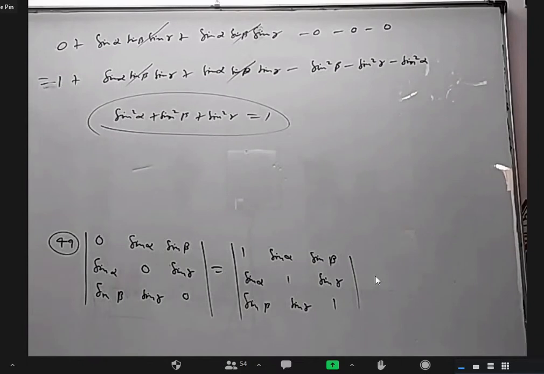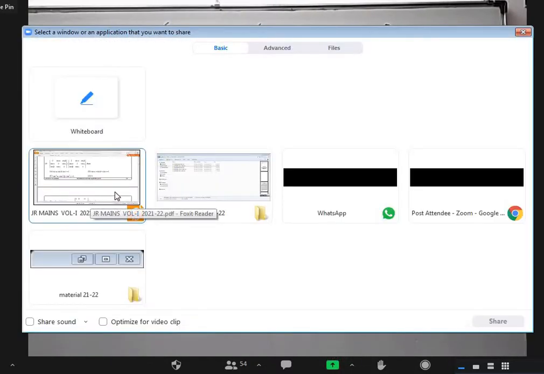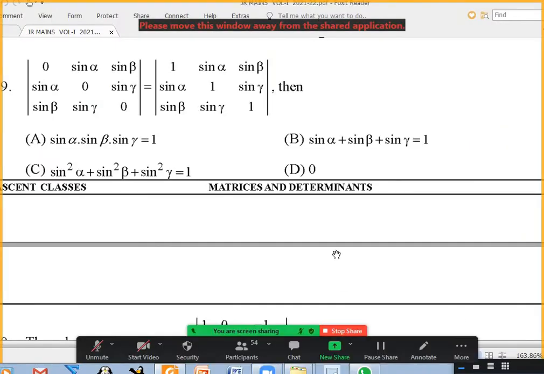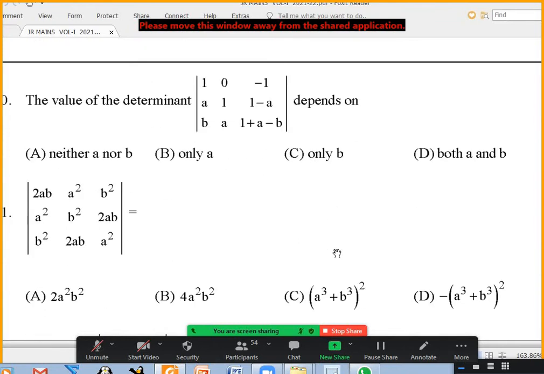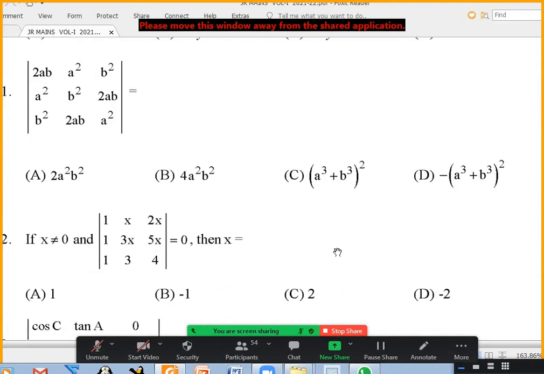So 48 is similar to 1. Just think about it. Tomorrow we'll discuss in the doubt session. Okay, sir. So we can do the 48 one in the same way. Yeah.